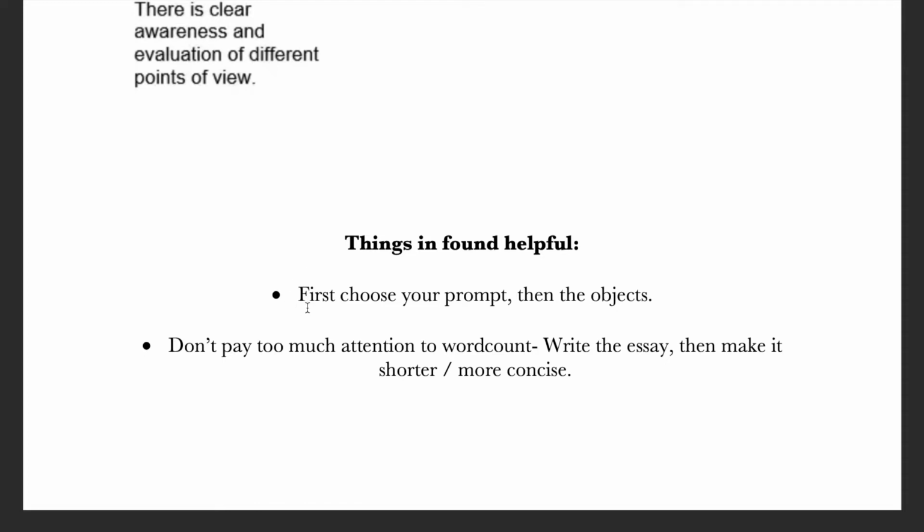First of all, I chose my prompt, not the objects. It's always easier, honestly, to find a prompt that you're comfortable with, that you like, and then find objects that fit it. Really, there's a million objects that can go to every prompt. Also, while writing, I didn't pay too much attention to word count. I wrote what I had to write, and then I made sure to make it more concise, maybe cut some things out, just in general shorten it.